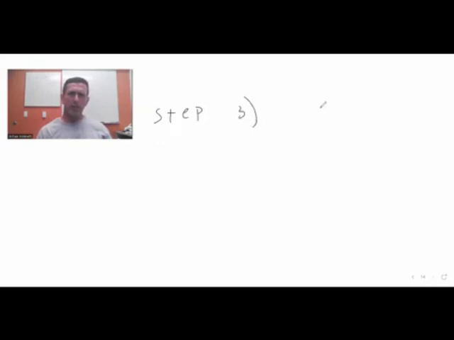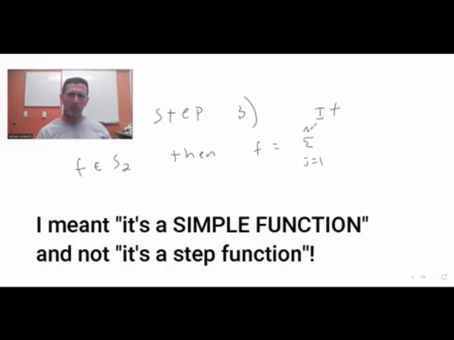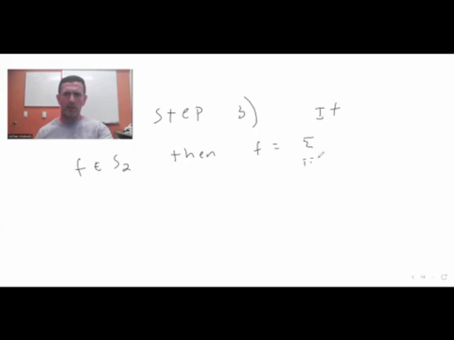Okay, so first of all, if f is in S2, f is a step function. So let's write it. Doesn't matter how I write it. Say the sum for i equals 1 to j of c_i times the characteristic function of E_i. Okay, so what does this mean?